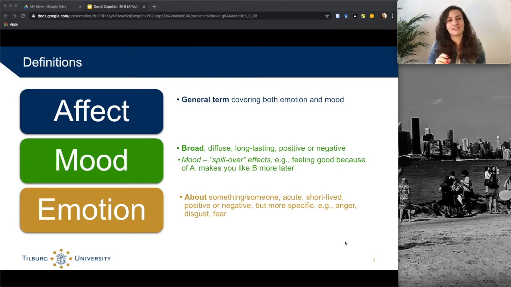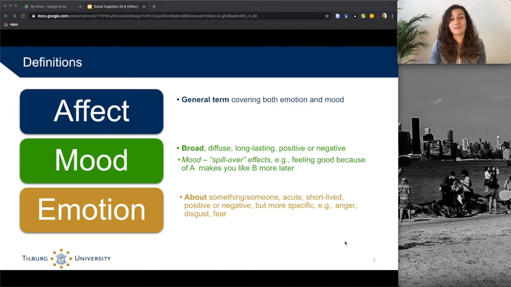So, for instance, we would compare things like anger, disgust, and fear, and you can tell they're all kind of negative, but the way you think about them exactly still differs, so you can tell apart anger and disgust and fear usually. Yeah, so that is the idea of differentiating affect, mood, and emotion. So affect is our umbrella term, and then mood is the next rather broad term that we could use, and emotion really is for very specific targeted types of affect.